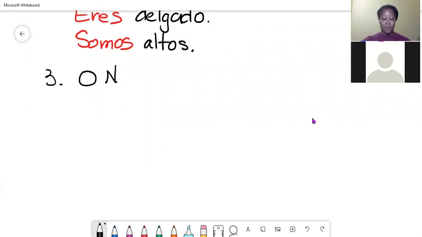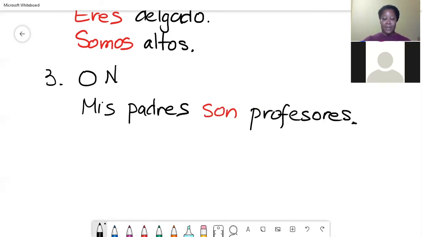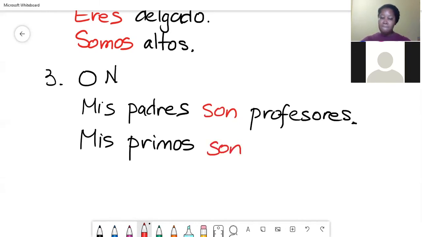O-N. So now we're talking about occupation and nationality. So we're going to say, mis padres son, for occupation, profesores. My parents are teachers. For nationality, mis, because you want to use up the plural form as well, right? Mis primos son españoles. They're Spanish.